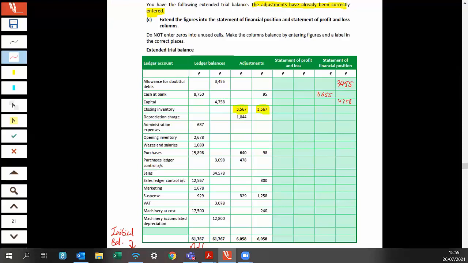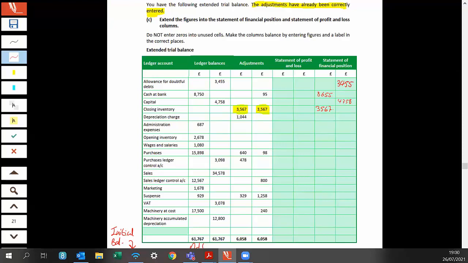What is inventory? So we know what items belong in the SOFP: assets, liabilities, drawings, and capital. Closing inventory is not a liability. It's what we own. It's the items that we have in stock. So it has to be an asset, doesn't it? So if we can regard that inventory as an asset, we know we're going to recognize it in the statement of financial position, 3,567. And Dawn's just pointed it out there, an asset, therefore a debit entry.